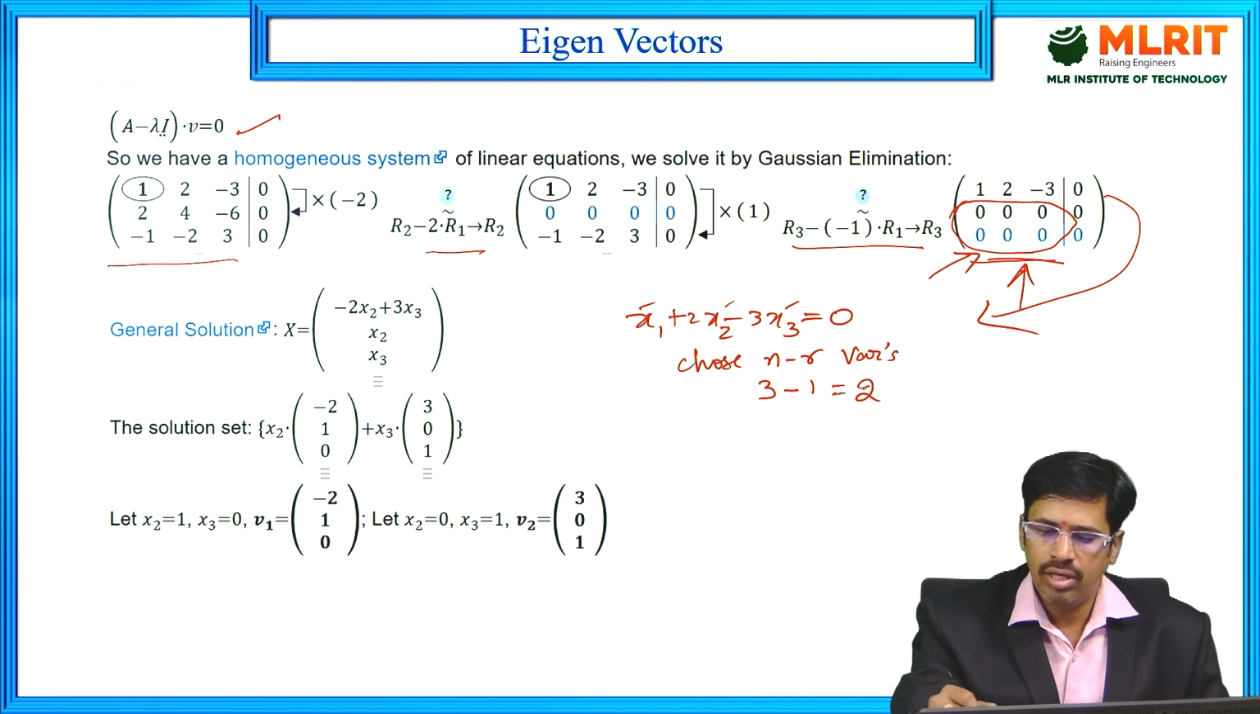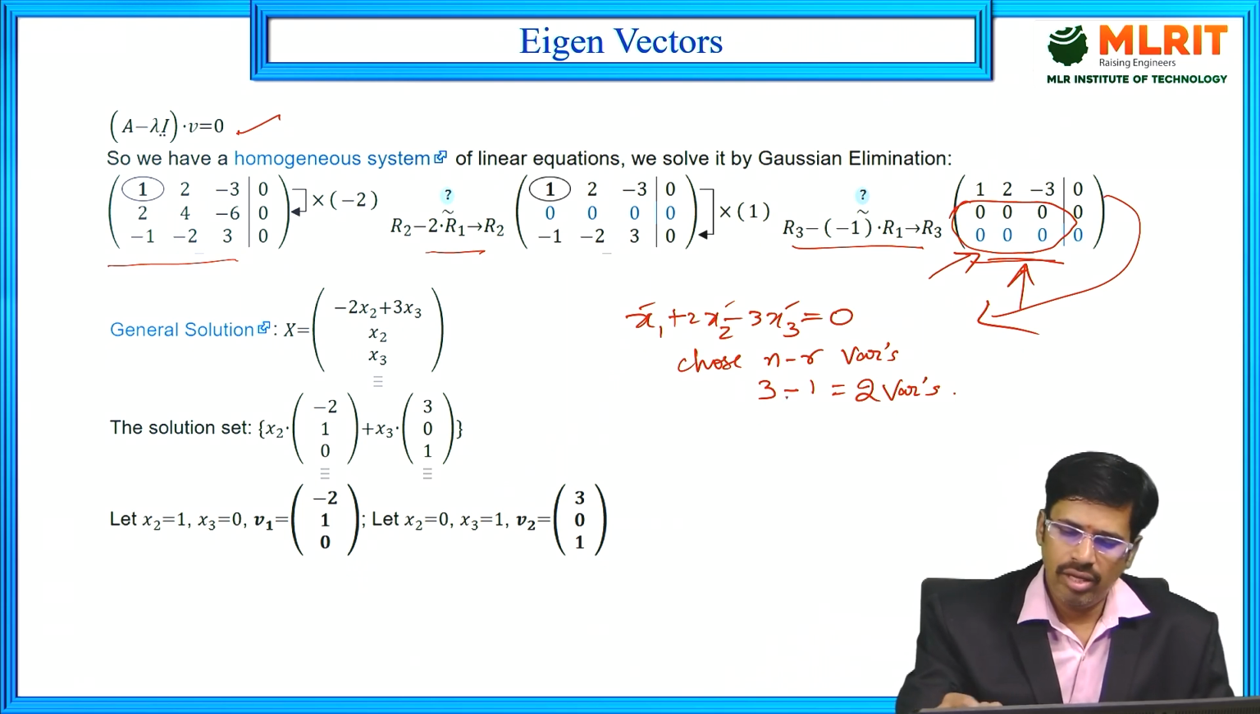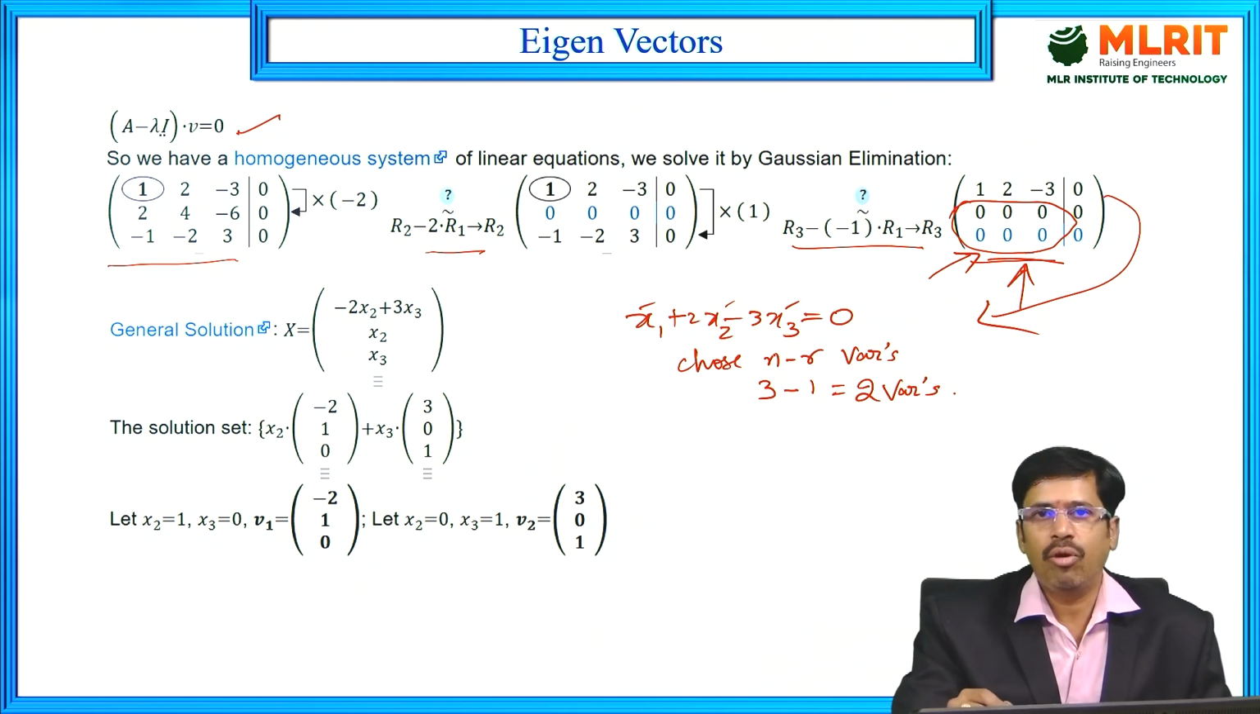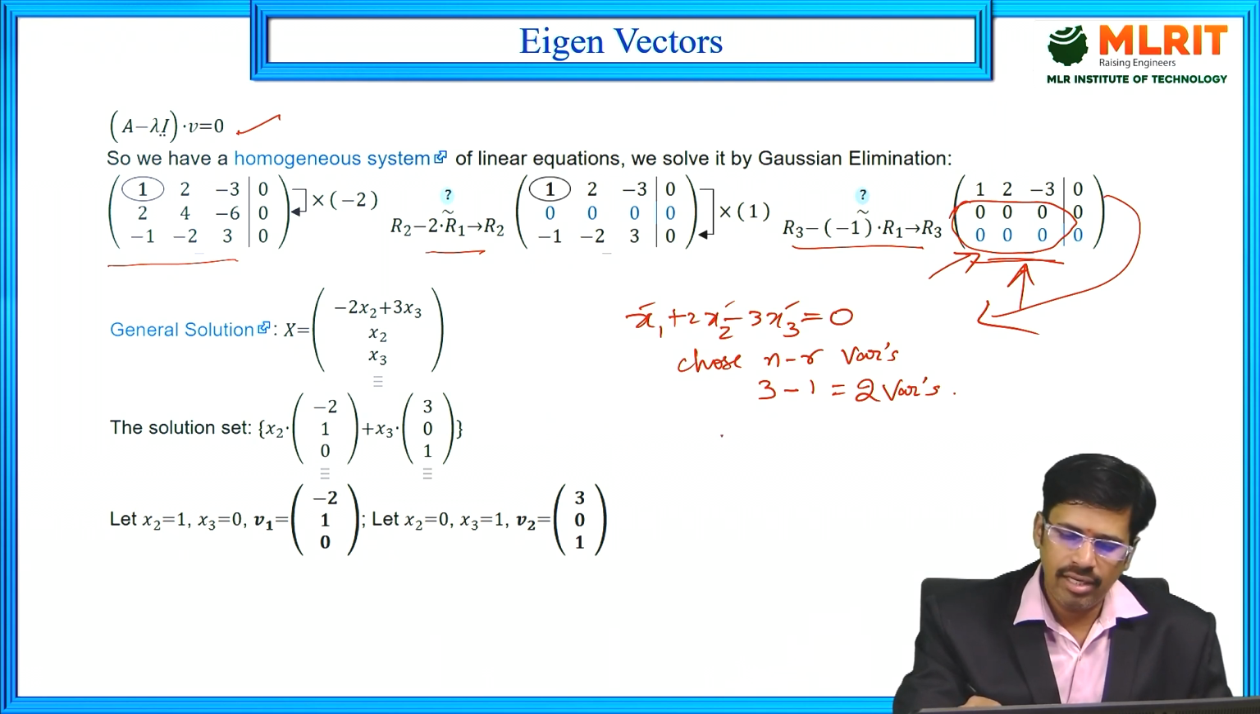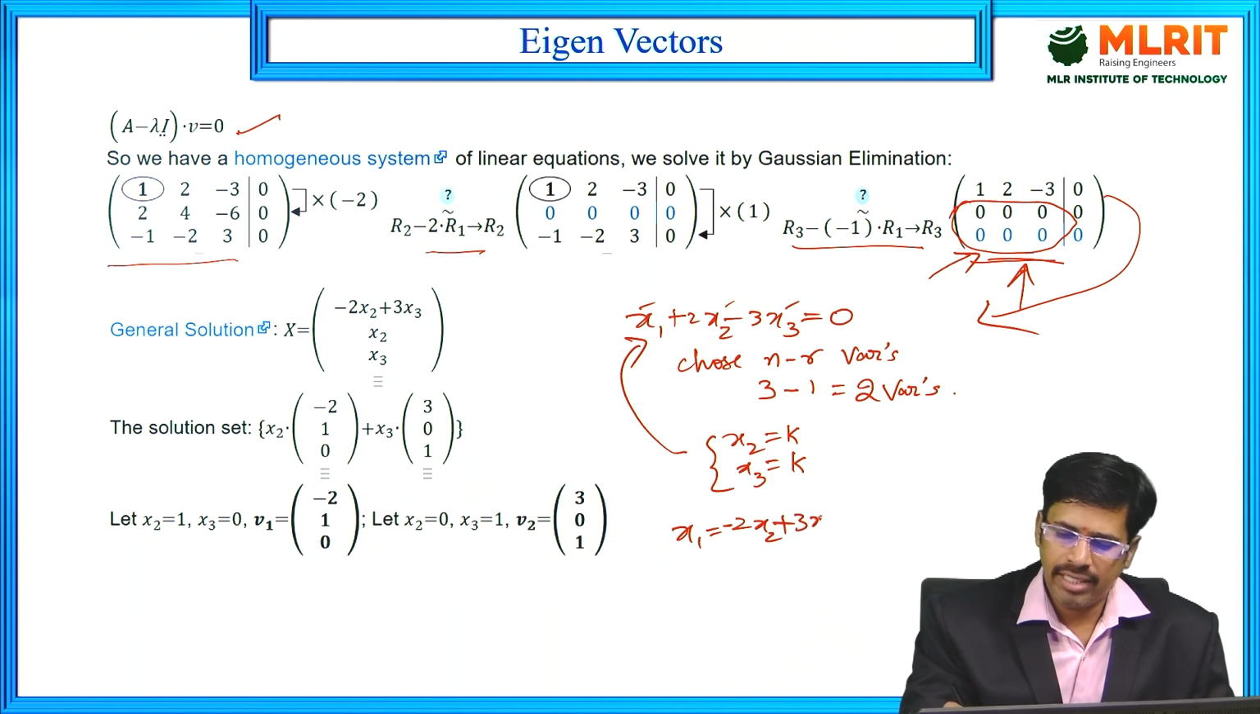So we have to assume arbitrary constants for two variables, x, y or y, z or any. So let us take x1, x2, x3 as the variables. Among these three, choose any two variables as constants. Let us take x2 equal to some k and x3 equal to some k. Substitute x2 and x3 in this equation. So what you'll get, x1 is equal to minus 2x2 plus 3x3, isn't it?